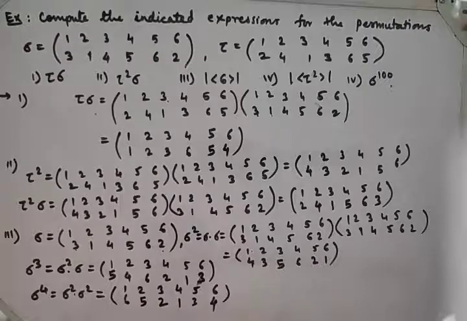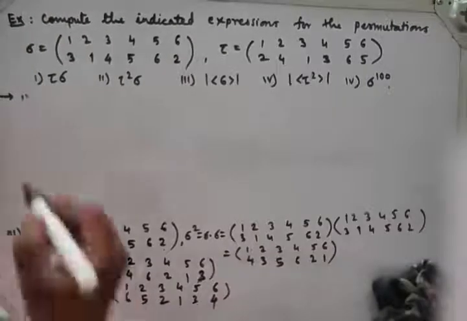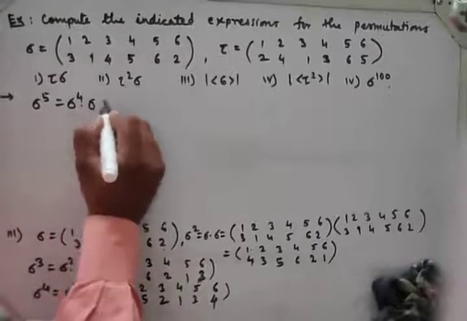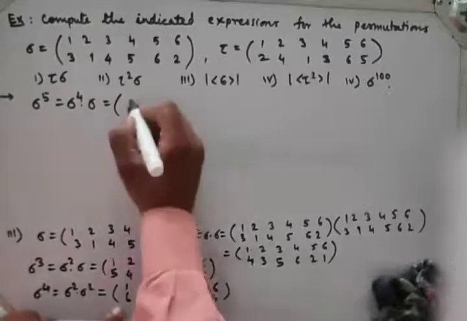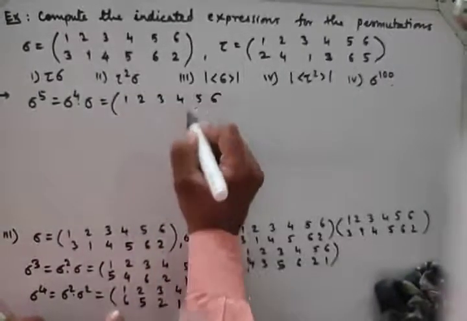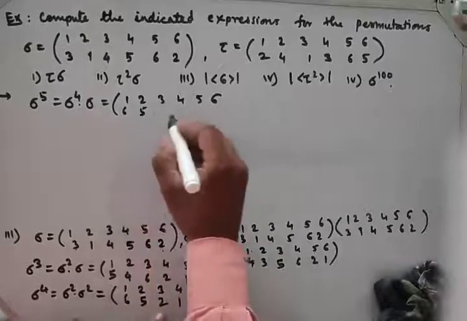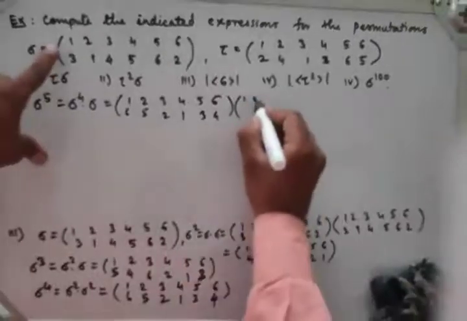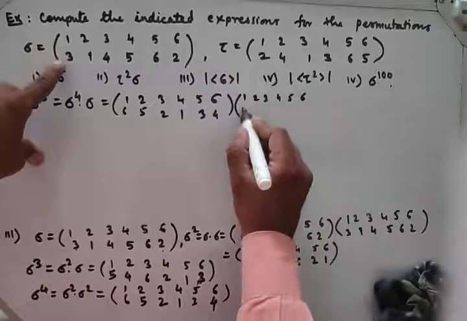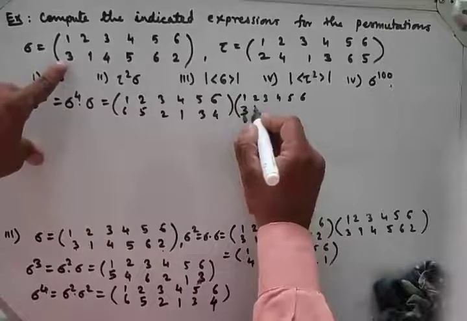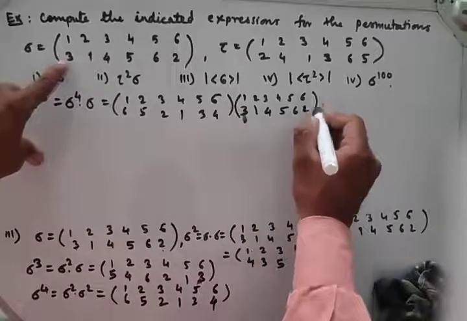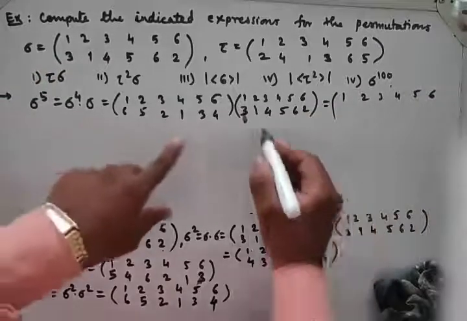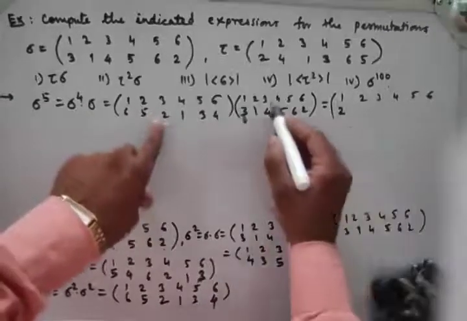Next we have to find sigma raised to 5, right? Sigma raised to 5 is equal to sigma raised to 4 into sigma. Sigma raised to 4 has value 1 2 3 4 5 6 over 6 5 2 1 3 4, into sigma, which is 1 2 3 4 5 6 over 3 1 4 5 6 2. So the product is 1 2 3 4 5 6. 1 goes to 3, 3 goes to 2.